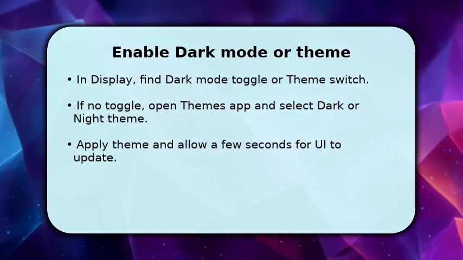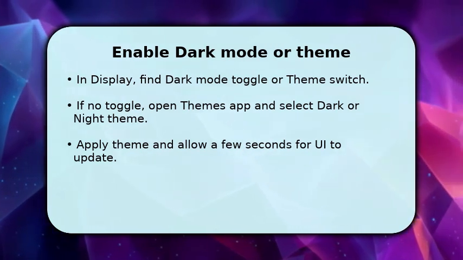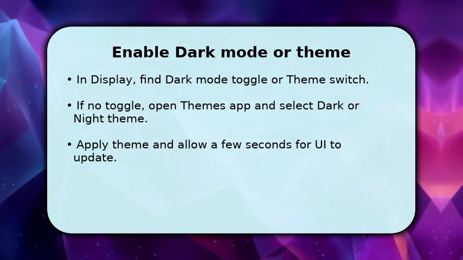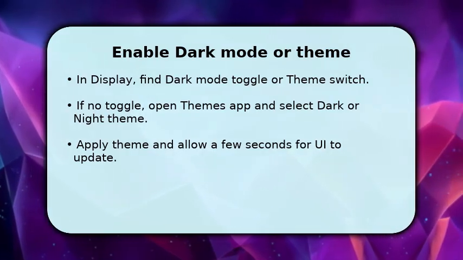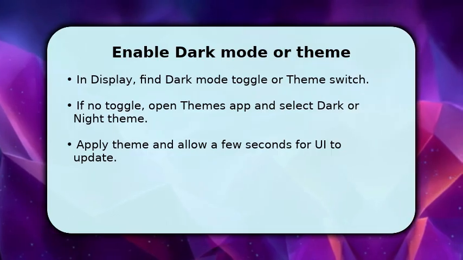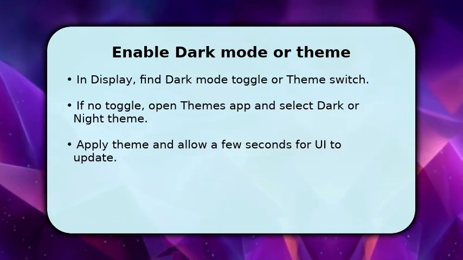Now you locate the actual control. If MIUI provides a dark mode toggle in display, flip it on. If your Redmi Note 4 lacks that toggle, open the Themes app and search for a dark or night theme. Select and tap Apply. You'll see system UI elements change. Allow a few seconds for icons and backgrounds to update.